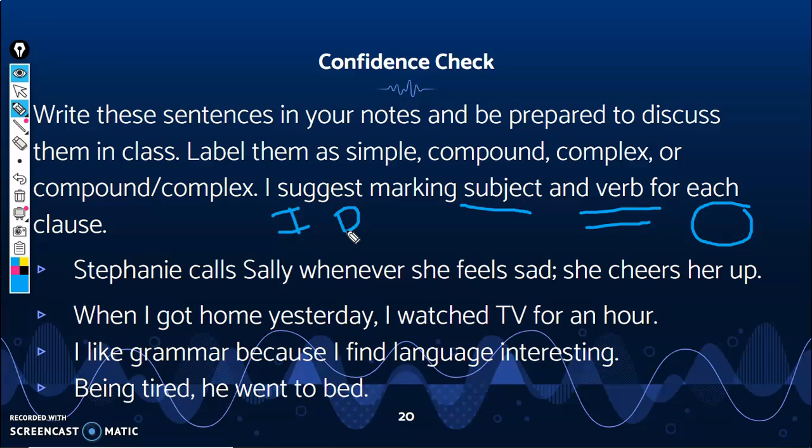So before you end your video, make sure you write these down in your notes, label them, and we will go over them in class on our next meeting.